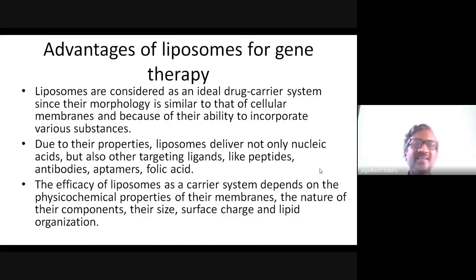The efficacy of liposomes as carrier systems depends on the physicochemical properties of their membranes. So what we are tagging on them, the nature of their components, their sizes, their surface charge, and the lipid organization, whether it is monolamellar or multilamellar, flexible or strong, or what we have done. Because of that, the efficiency will depend, and the targeting index will vary.